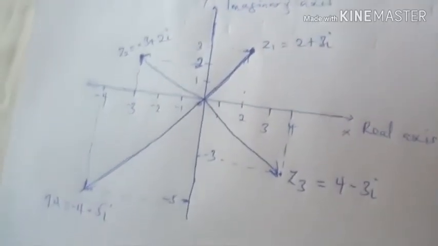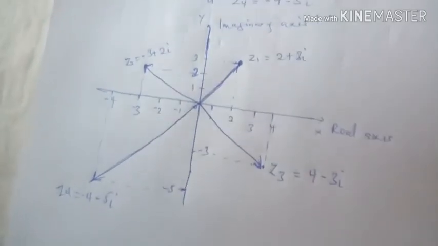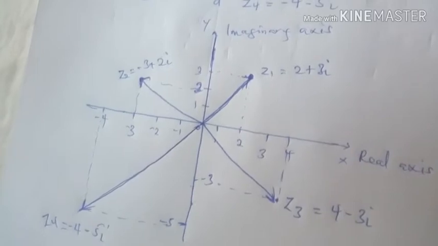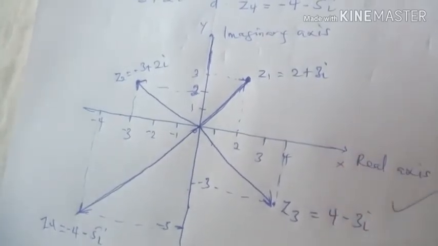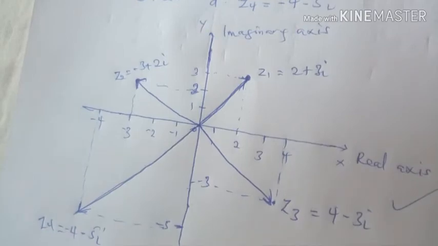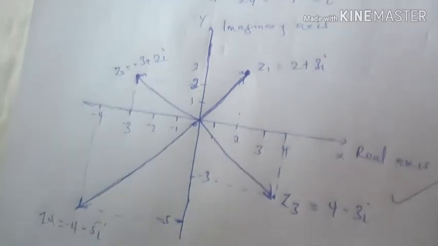So this is basically how we represent complex numbers graphically. This diagram is what we call the Argand diagram.